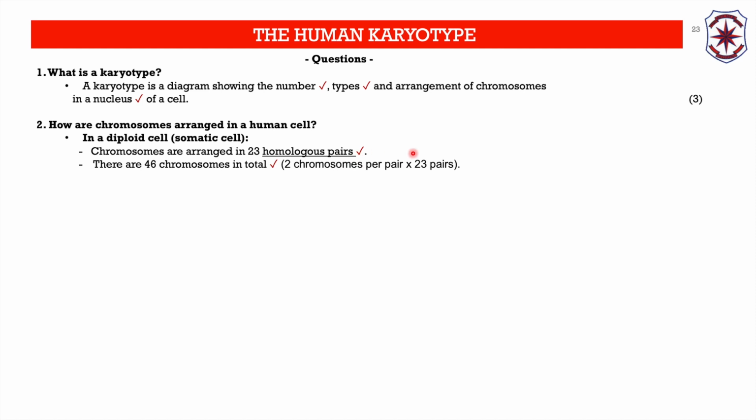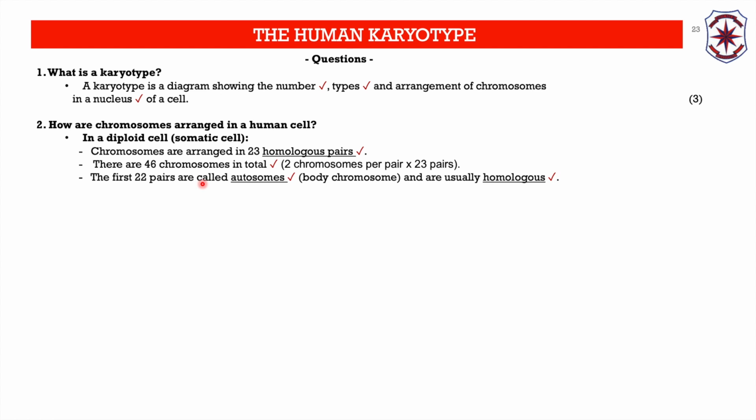so a pair, remember, contains two items. Like a pair of shoes would contain two shoes. A pair of earrings would be two earrings. So if we have 23 pairs of chromosomes, it means that in total we would have 46 chromosomes in total.